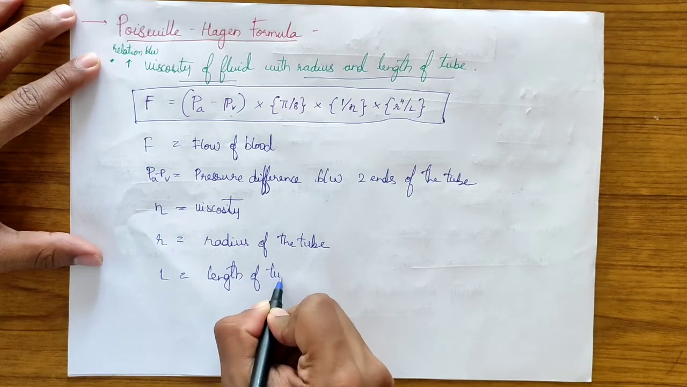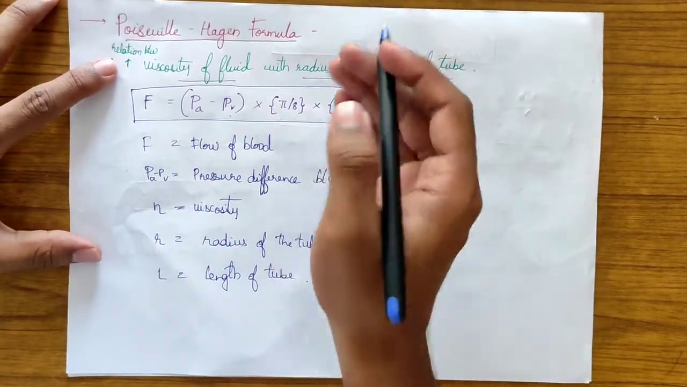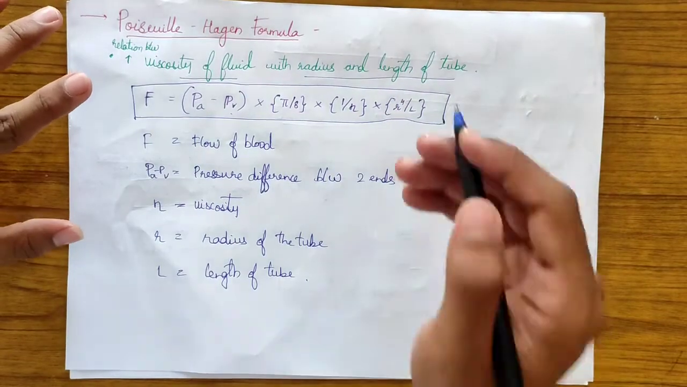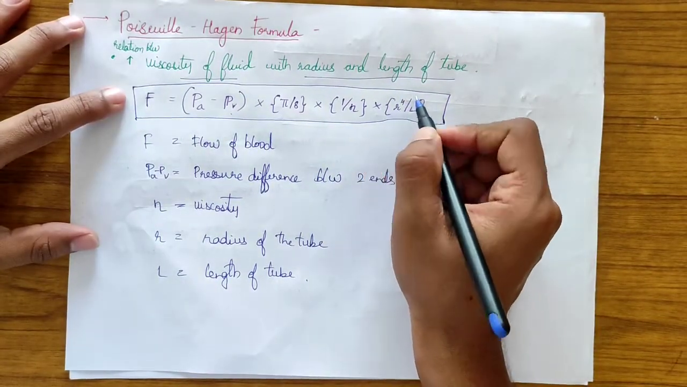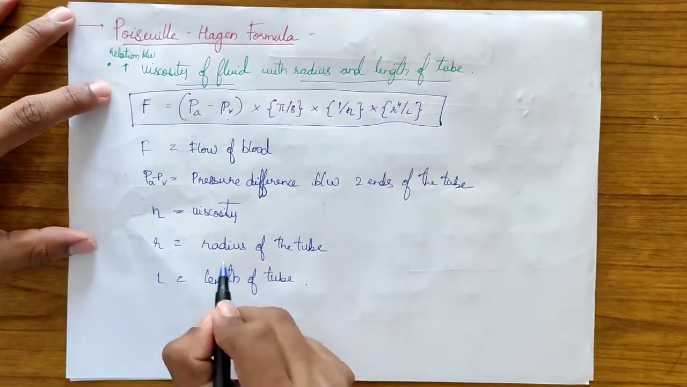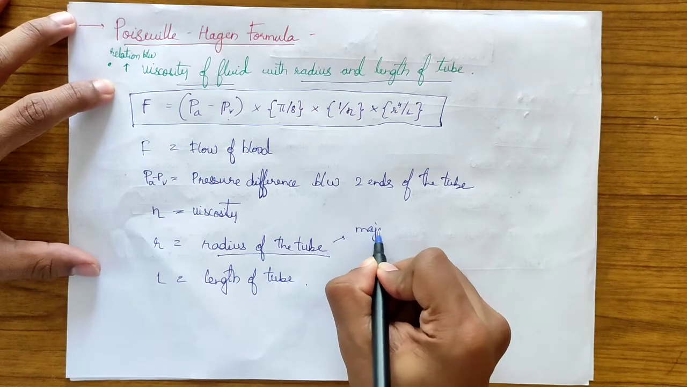So the flow of blood depends on the pressure difference, inversely on the viscosity, and also inversely on the length of the tube. It is directly proportional to R to the power 4. So R to the power 4, that is nothing but the radius of the tube, plays a major role in the flow of the blood.